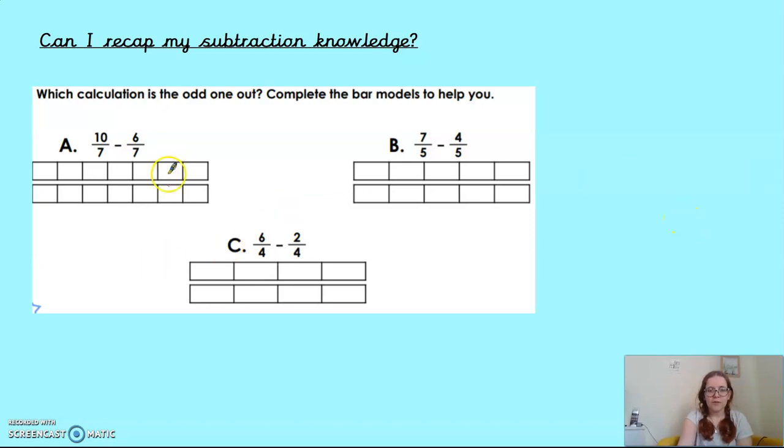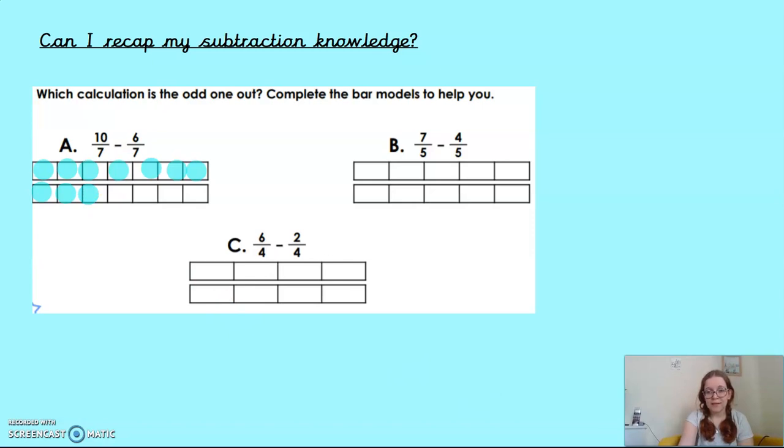So we've got some bar models to help us out here. They're already split into our groups. So our whole has got 7 parts in. So I've got 2 groups of 7 here. And the first thing I need to do is put in my bigger fraction. Okay, my 10 over 7. And I'm going to colour that in here. I colour them in blue. I'm going to have 1, 2, 3, 4, 5, 6, 7 is one group. 8, 9, 10. There we go, I've got 10 sevenths there.